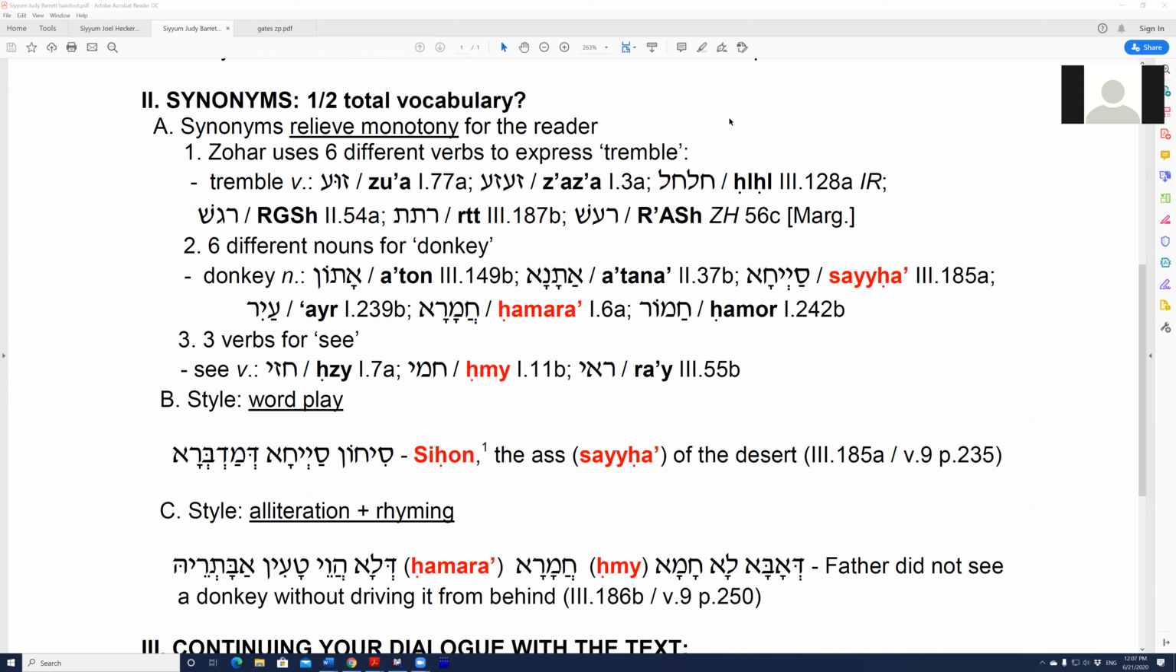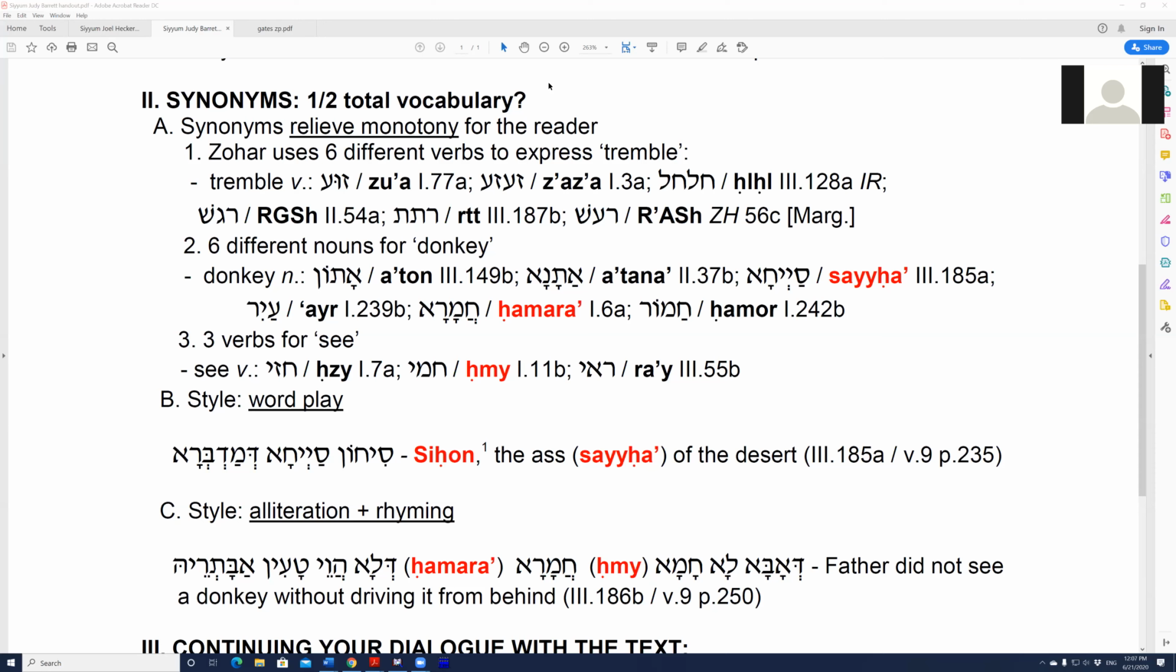It uses 6 different nouns for donkey. 2 of these are loanwords from Hebrew. It draws on 3 verbs for sea. Putting these together, I've noticed that the Zohar uses its synonyms as part of its style.